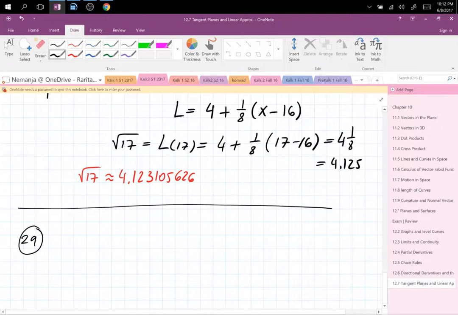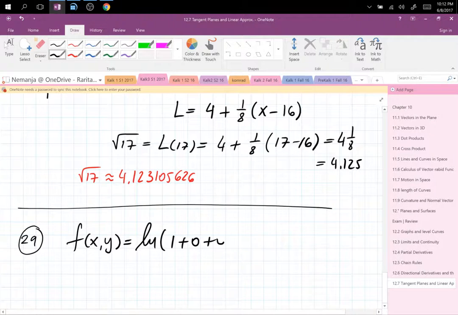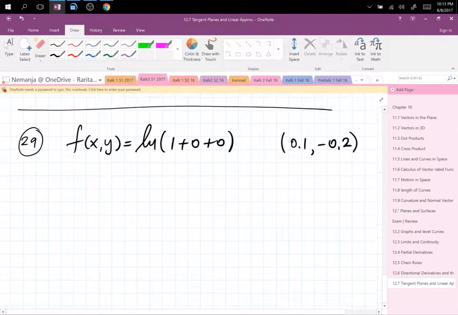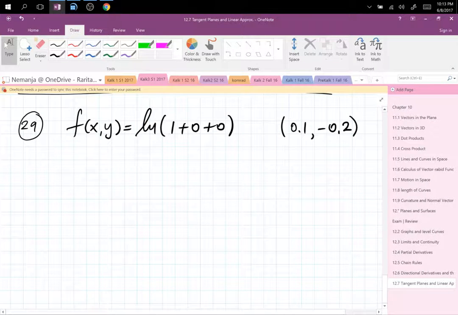So problem 29 says that the function, the surface, right, is given by z equals, or f of x, y equals, ln of 1 plus x plus y. And they want to compute it at 0.1 and negative 0.2. So obviously in today's day and age, you plug these values here and you take the calculator and you hit the ln button and you're done. But let's go just 50 years ago. 50 years ago, that was not available.